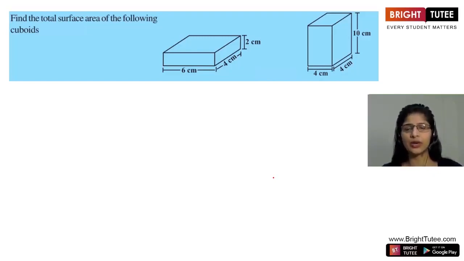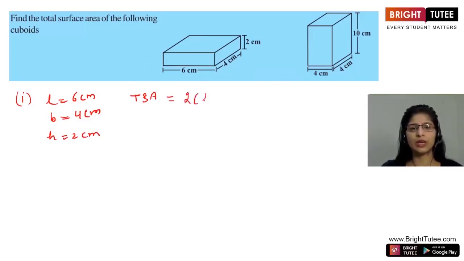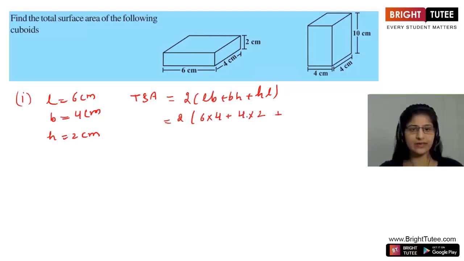So we are given two cuboids. In the first one, we see the length is 6 centimeter, the breadth is 4 centimeter, and the height is 2 centimeter. We know total surface area, we write in short as TSA, total surface area will be equal to 2 into LB plus BH plus HL. So 2 into what is the length? 6, into breadth is 4, plus 4 into height is how much? 2, plus how much is H given to us?